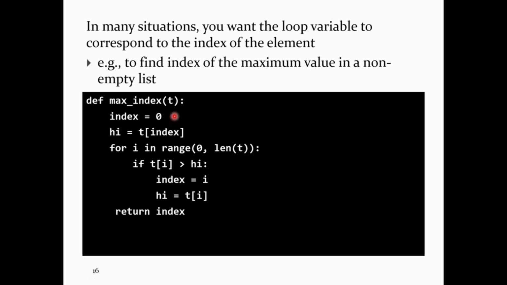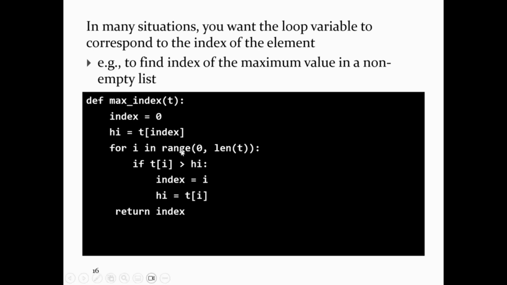So to find the maximum index, I'm going to assume the largest element is at index 0. I'm going to set my current largest value to that element. And now when I write my loop, I'm going to use a loop variable called i, or index, or ind, or something like that.